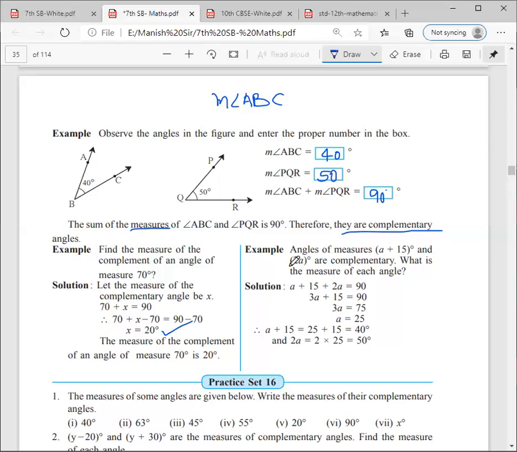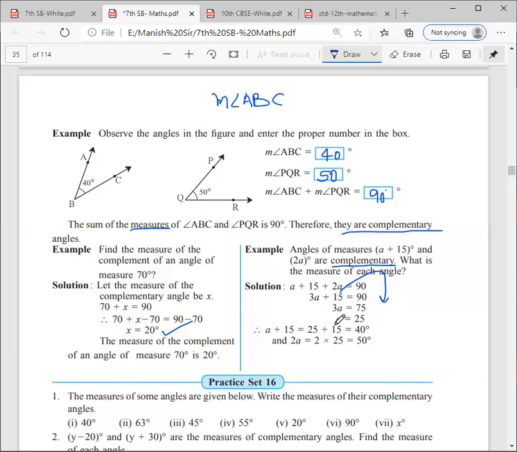Very simple. We are going to add these two angles. When we add these two angles, the summation becomes 90 degrees, because in the question they have given complementary angles. So we write the sum is equal to 90 degrees. When we solve this, we take the variables together and the numbers together. So a plus 2a becomes 3a, and 15 is as it is. In the next step, we take 15 to the right hand side. So 90 minus 15 becomes 75. On the left hand side, you get 3a only. So 3a is equal to 75. Very simple.